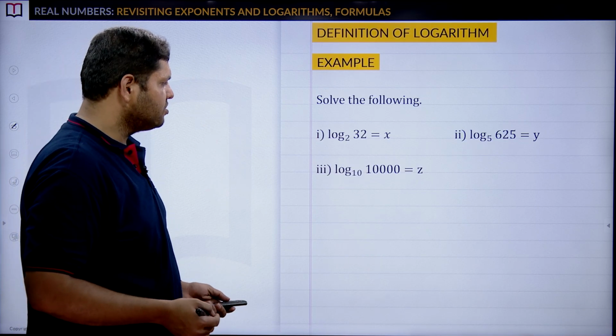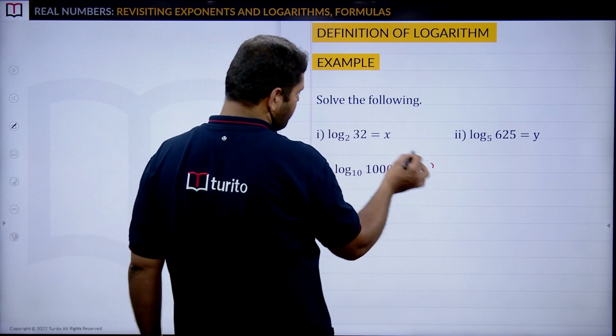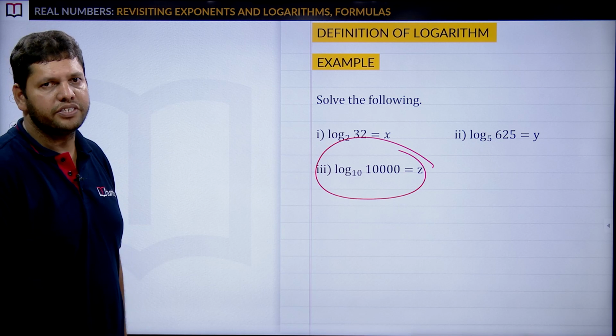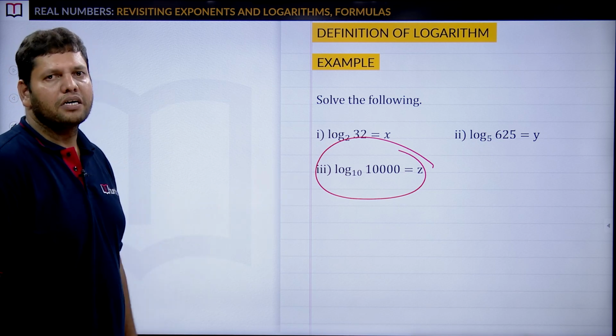Children, try this last sum. Log of 10,000 with base 10 is equal to z. Find the value of z. Okay children, take this as a practice question.